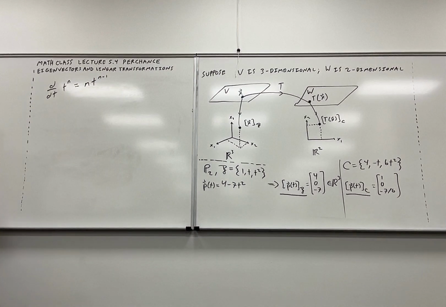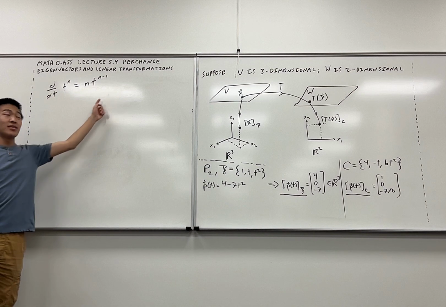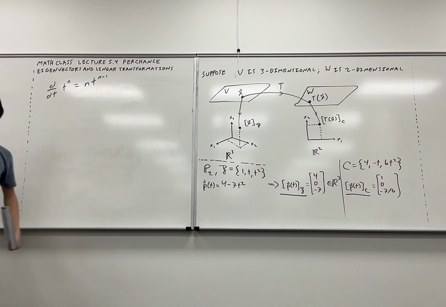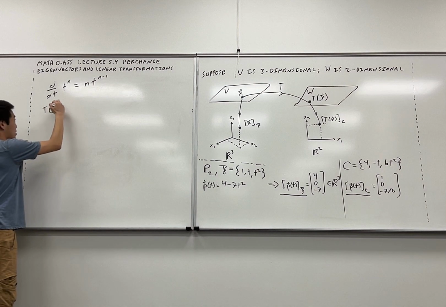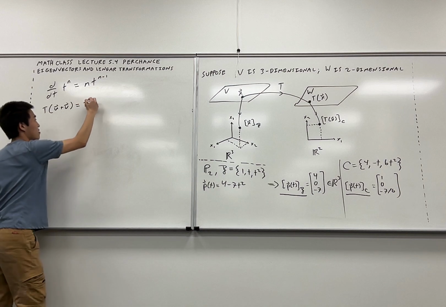What we can think of this as is that I've taken the vector t to the n, and I have transformed it to the vector n t to the n minus 1. This is a linear transformation. How do I know that this is a linear transformation? Well, remember what those properties were for being a linear transformation? We need that T of u plus v is equal to what? Tu plus Tv.